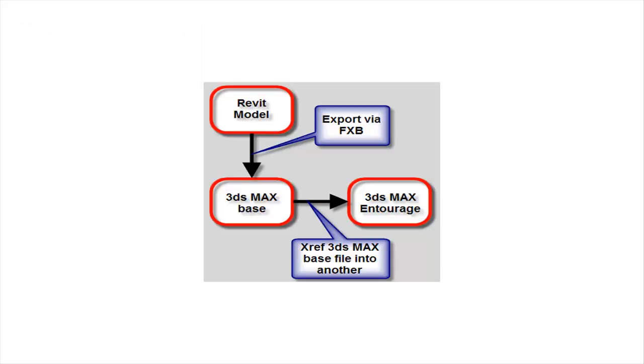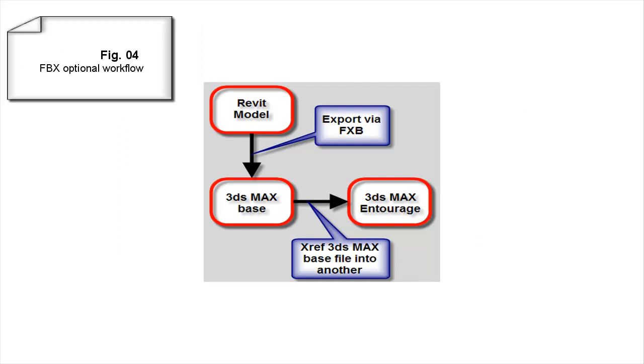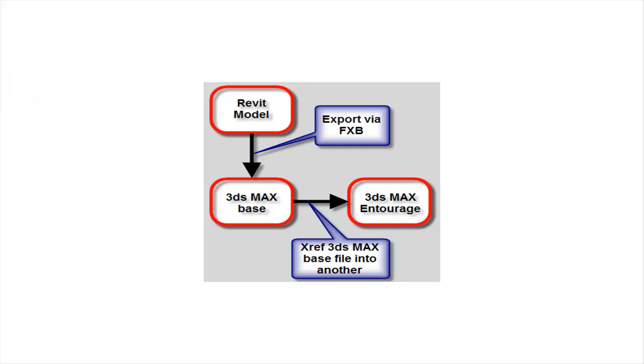One possible workflow for linking a model from Revit is to export your FBX file from Revit. Import that into a base 3ds Max file to house your FBX data. Then xref that base 3ds Max file into another 3ds Max file which can also contain all your staging and other things which spice up your visualizations. Then if the design changes, export via FBX from Revit, open the base 3ds Max file, delete everything and re-import the FBX file. For example, see figure number 4.